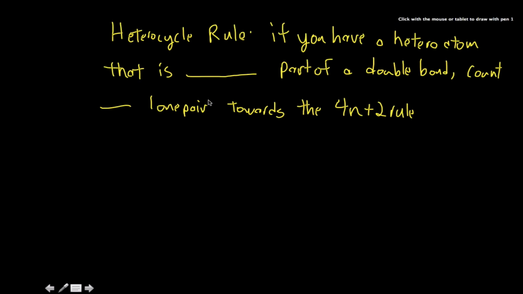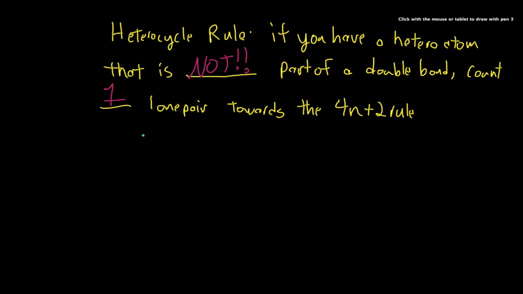So I feel like I just repeated myself 4 times when I was doing this, but what does this mean? Well, the heterocycle rule is, if you have a heteroatom that is not part of a double bond, count 1 lone pair towards the 4n plus 2 rule. So let's do some examples to distinguish between the two.